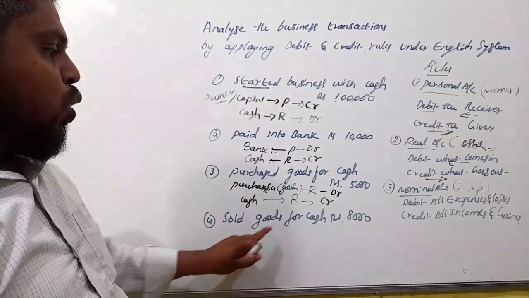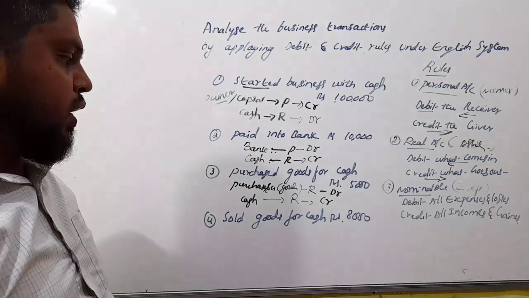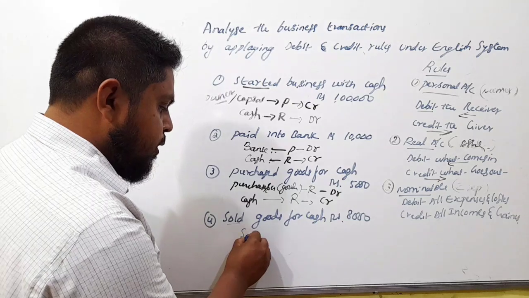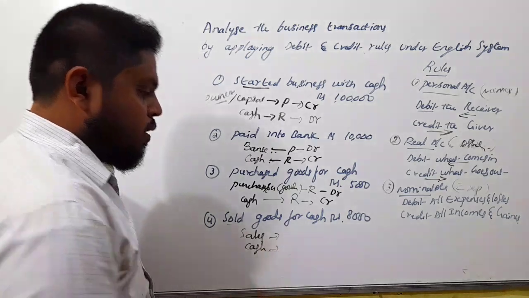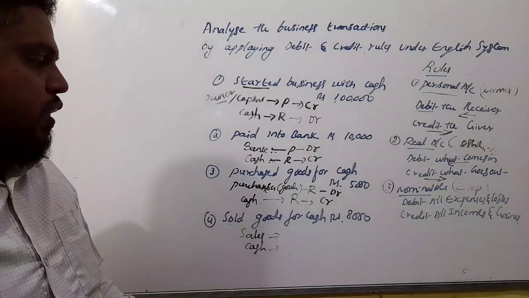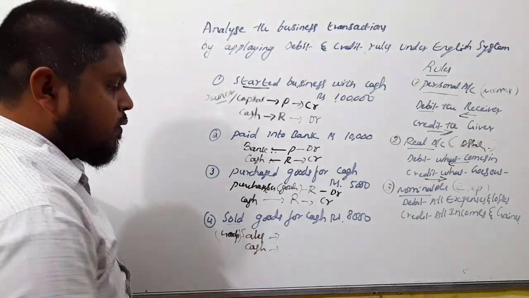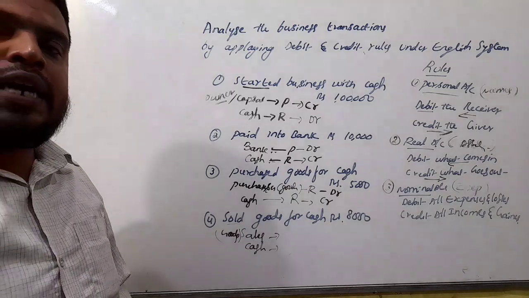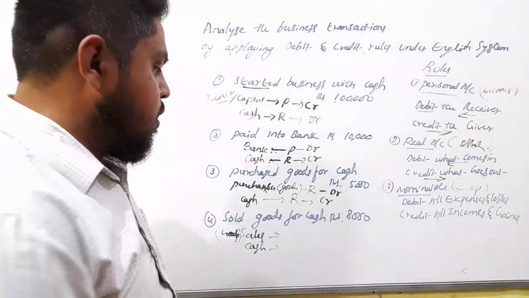Next, sold goods for cash is a cash transaction. In this transaction, two accounts are involved. Sold means sales here, sales account and cash account. Goods is an asset, that is sales. So sales means goods here. Sold goods for cash. So sales and cash both come under the real account.